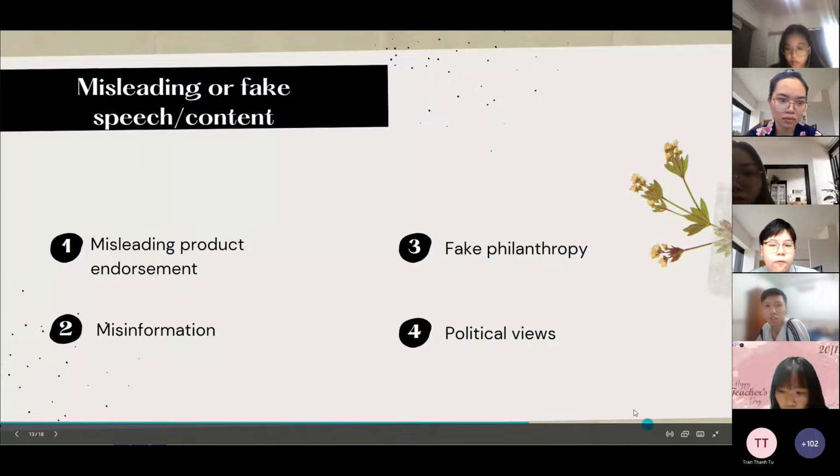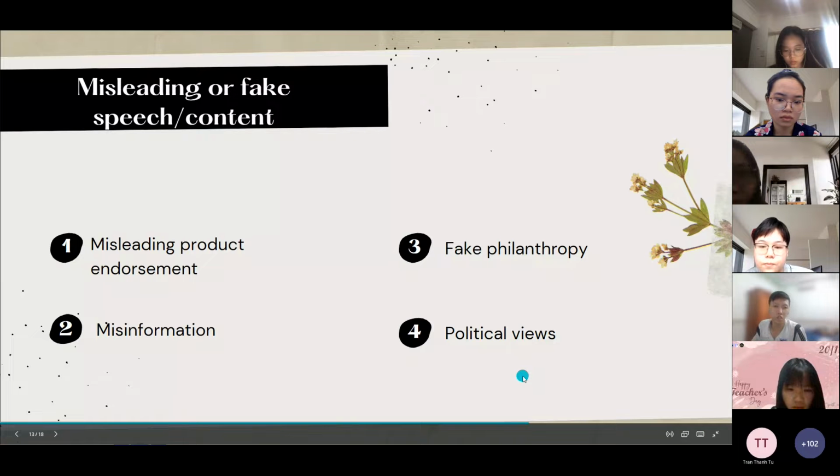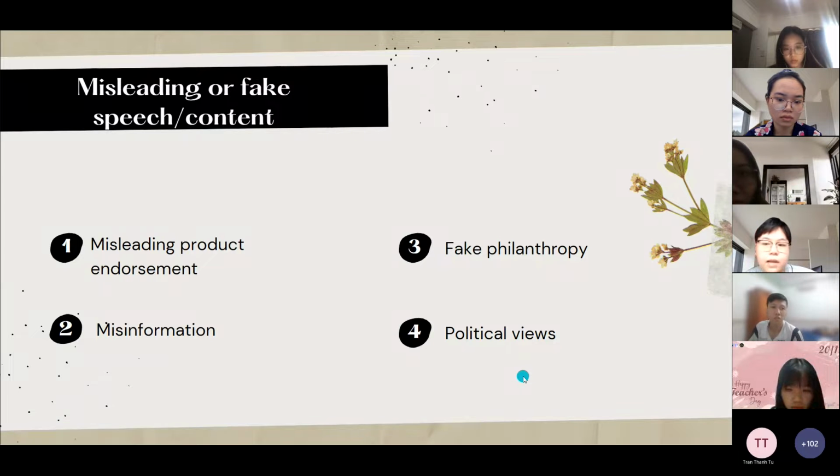And these are the four keywords of our presentation. First is misleading product endorsement. Next one is misinformation and fake philanthropy, and the last one is political view. Next slide, please.